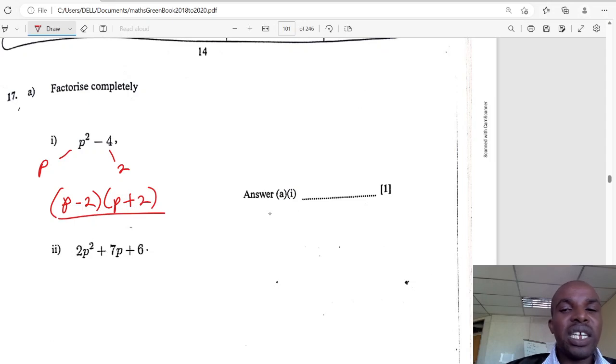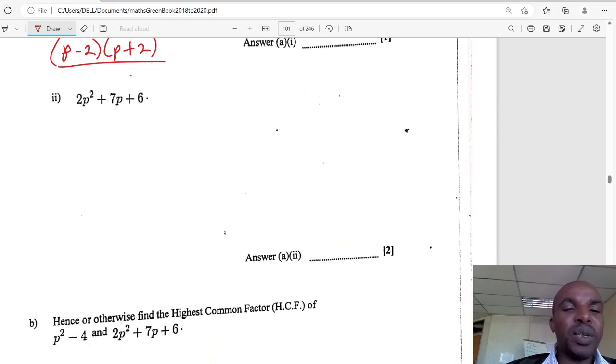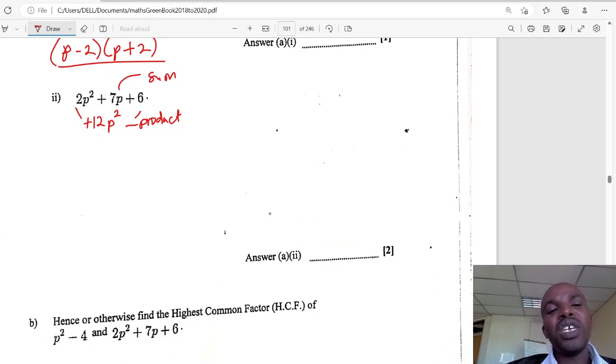You factorized. Then next, it's a quadratic expression. You multiply this and this, so it will be plus 12p squared. Then you find two numbers. When you multiply, they give you this value. This value is called the product. And the value at the middle is called the sum. That's plus 7p. So you find two numbers. When you multiply them, they must give you 12. And when you add or subtract, they must give you the sum, which is 7p in this case.